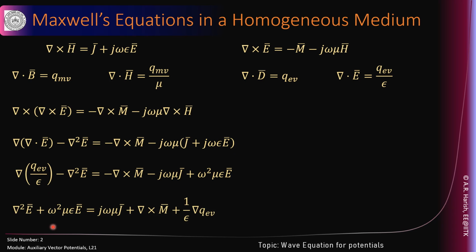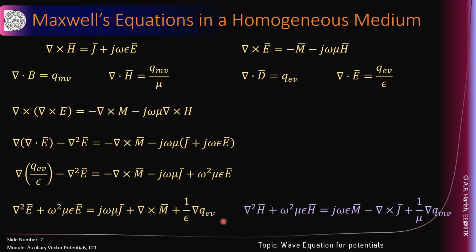So we can write this as del square E plus omega square mu epsilon E is j omega mu J. We're going to move it to the other side. Then we have del cross M, moved to the other side, plus 1 upon epsilon del q_ev. We are allowed to do this if we are considering a homogeneous medium. That means epsilon is not a function of position. Therefore, it is a constant as far as the space is concerned.